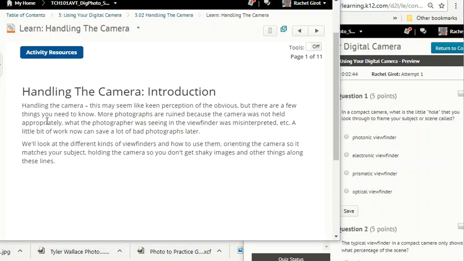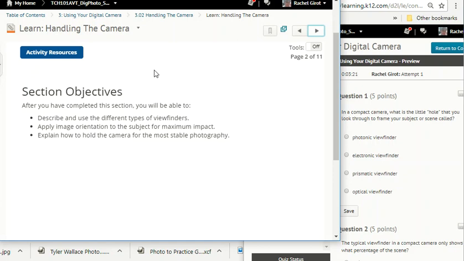Handling the camera. This may seem like keen perception of the obvious, but there are a few things you need to know. More photographs are ruined because the camera was not held appropriately, or what the photographer was seeing in the viewfinder was misinterpreted. A little bit of work now can save a lot of bad photographs later. We'll look at the different kinds of viewfinders and how to use them, orienting the camera so it matches your subject, holding the camera so you don't get shaky images, and other things along these lines.